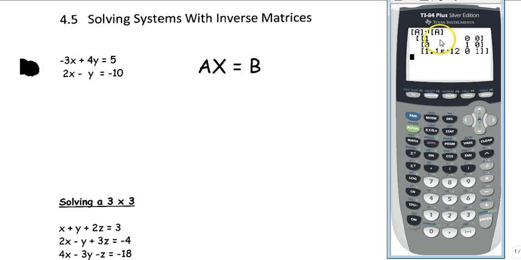But here's the key. You get a matrix with 1s on the diagonal. That's called an identity matrix. We can use this fact to solve these equations. Okay, so let's start working with those.